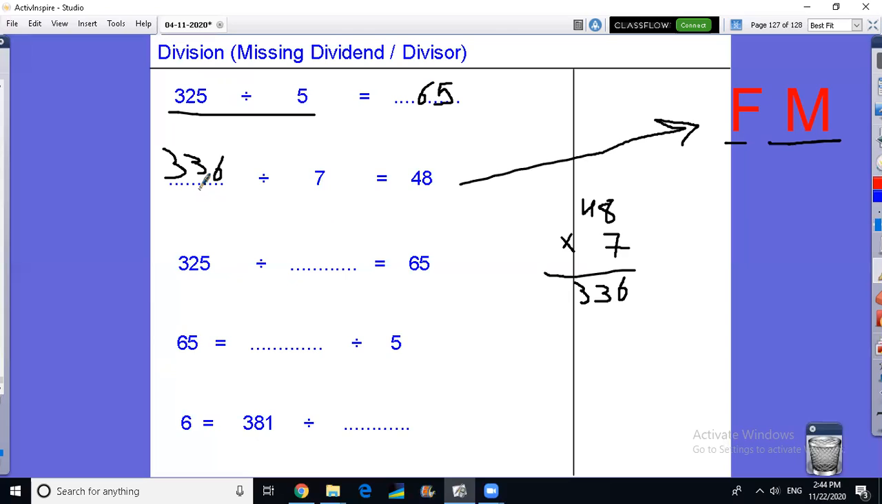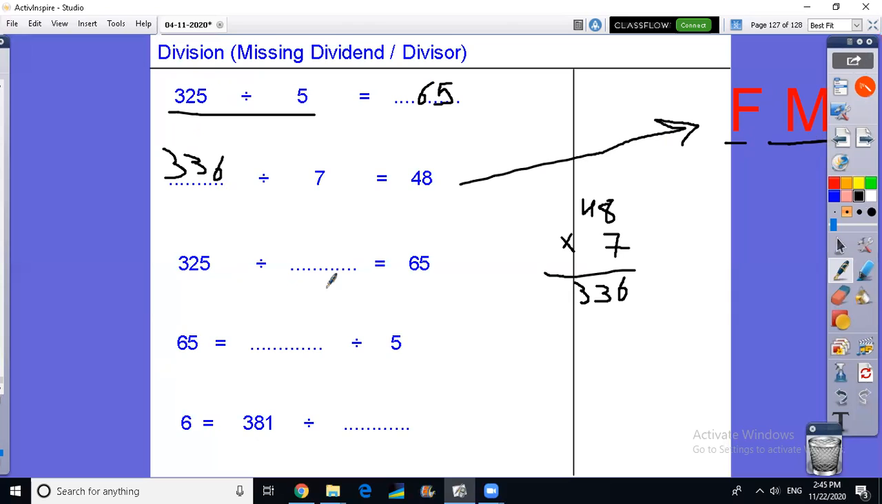Only if the dividend is missing, not the divisor. Only if the first number in the division is missing, not the second number. FM, first multiply. All right, what if it's the second? Well, it's the opposite, second division. So if the first is missing, we multiply, then what about the second? If the second is missing, then divide.